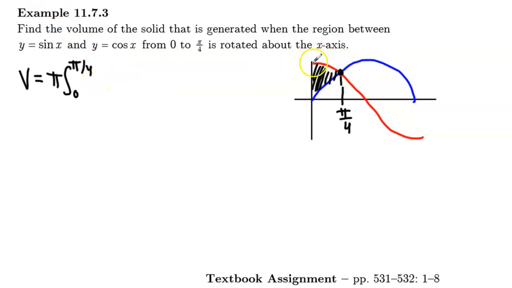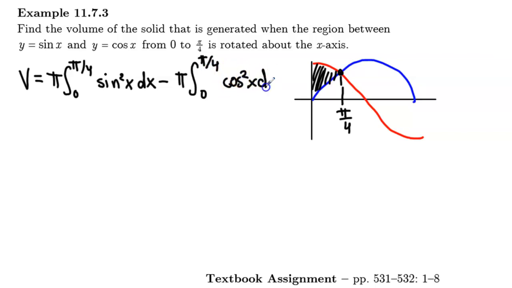of the upper function here, which is sine x. Now it's going to be pi r squared, or pi f of x squared, so it should be not just sine x but sine squared x dx, minus pi times the integral from 0 to pi over 4 of cos squared x dx. Okay, the problem here, though, is that it's hard to determine the antiderivative of sine squared x. So what I can do is put this together and write pi.